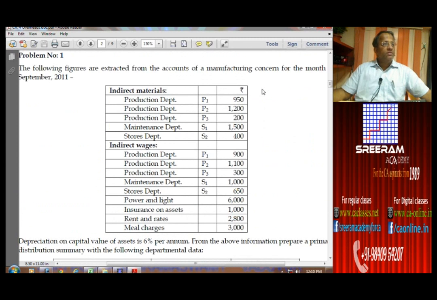Right. Say primary distribution summary, where we distribute the overheads to all departments including service departments on a rational basis. What is rational basis?